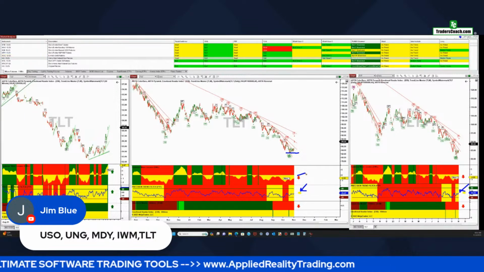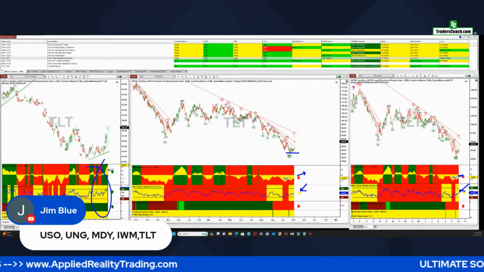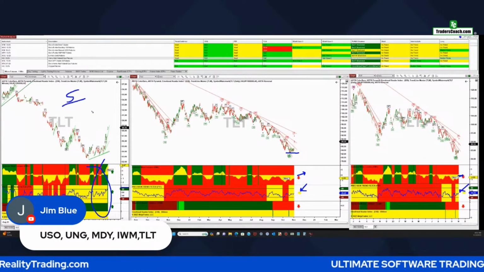All right, this is moving up. I like that. This is moving up. I like that. This is already moved up. So remember, this is the short time frame, so this is going to move quicker than the longer time frames.